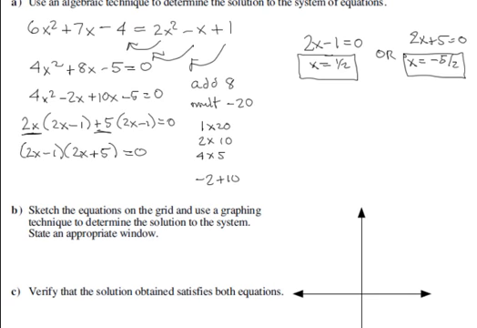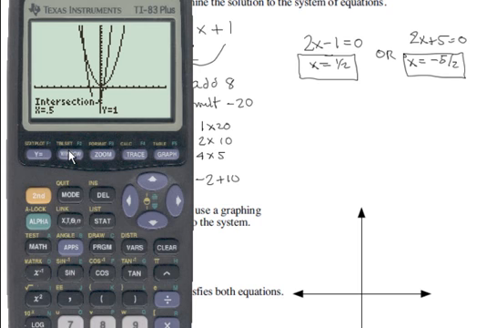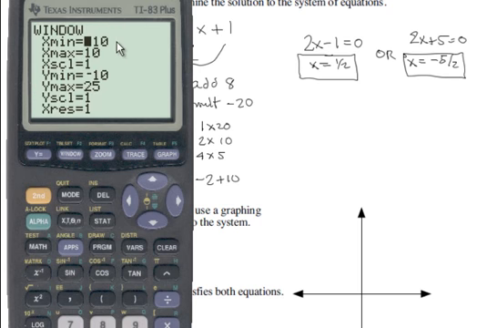And state an appropriate window, sorry. The window I ended up with was this one. I left the x's at the default values that the calculator starts with. The y minimum I left at minus 10. The y maximum I pushed up to 25 because 10 wasn't quite enough. And I almost never change the scales or the resolution unless I'm trying to make an extraordinarily pretty graph.